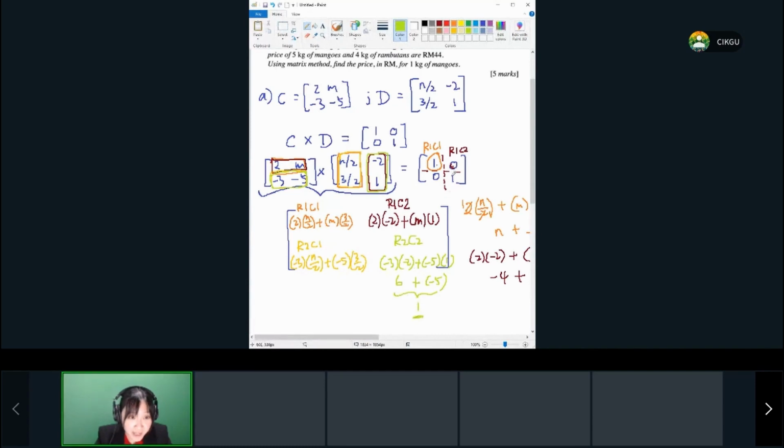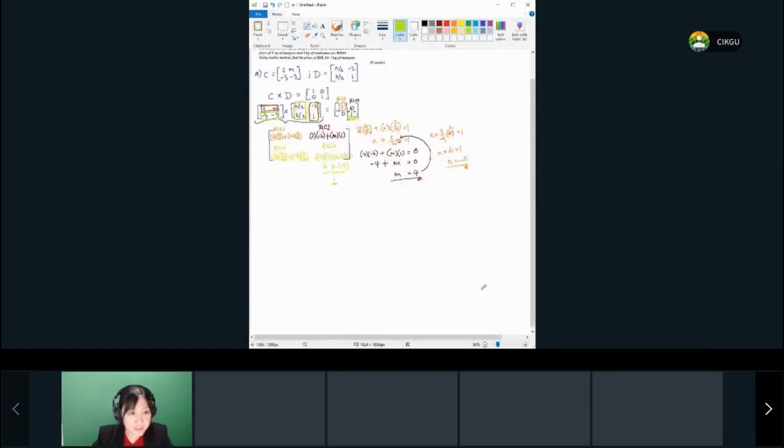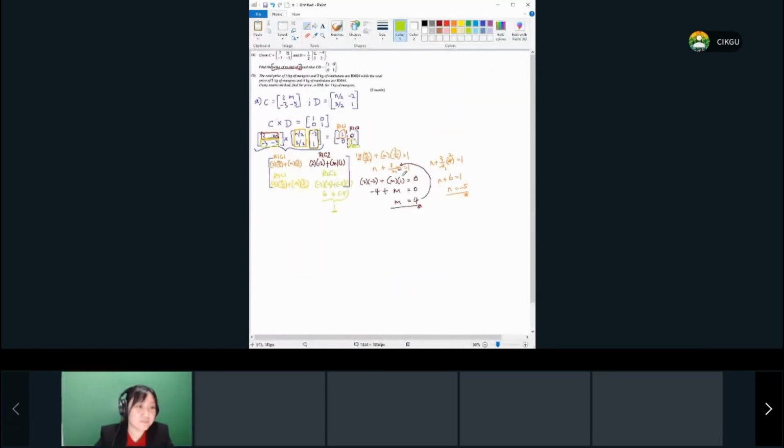Isn't this equal to the same component? Second row, second column. R2, C2. See? That's how you know your multiplication is correct. If it all works out, they should all match one. Okay, done. This one is multiplication. It's a revision.